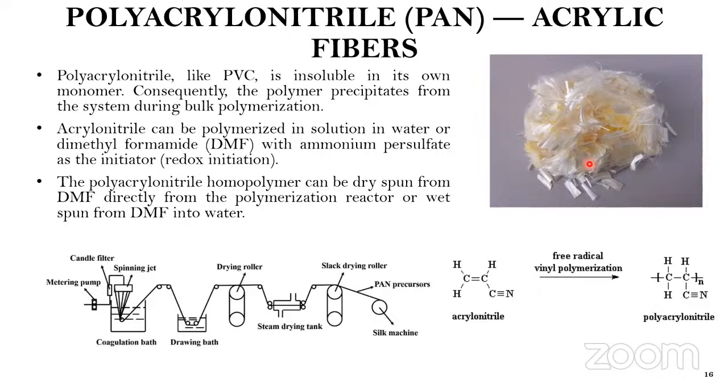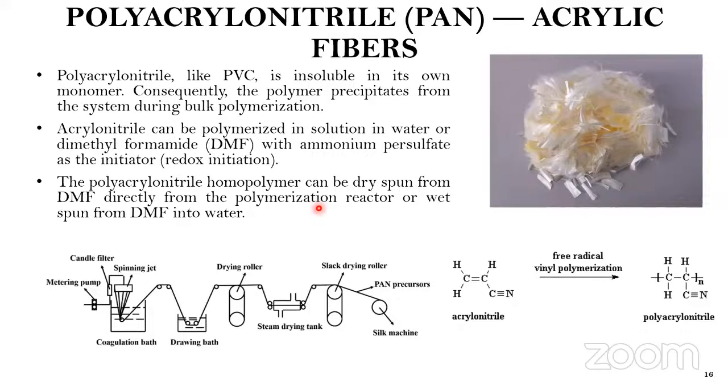Acrylonitrile can be polymerized in solution in water or DMF, which is a solvent, dimethyl formamide, with ammonium persulfate as an initiator. This polymerization method we have already studied in our previous starting slides. So which monomer is used here? Acrylonitrile, to synthesize your polyacrylonitrile fibers. The polyacrylonitrile homopolymer can be dry spun from DMF directly from the polymerization reactor or wet spun from DMF into water.